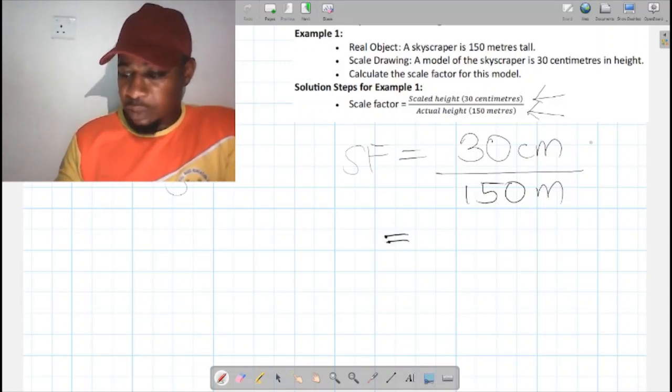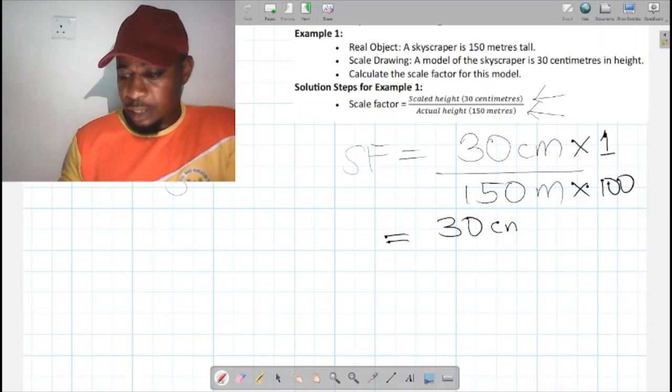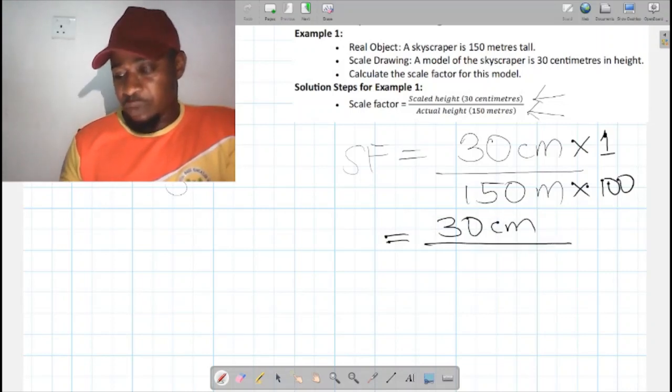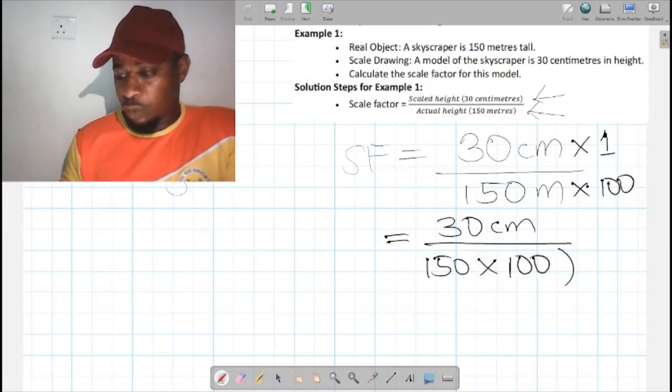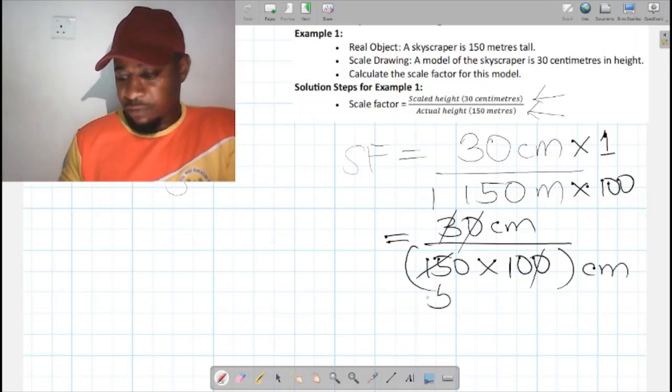So to convert to the same unit, we'll multiply this by 1 and this by 100, because 100 centimeters actually make 1 meter. So 30 centimeters in the numerator, 150 times 100. Well, we can just leave it like that, knowing fully well that our final answer is now in centimeters by multiplying by 100. Then we can divide out. This 0 here can cancel this 0 here. Now 3 goes in 3, 1, 3 goes in 15, 5, 3 goes here, 0 times 10.